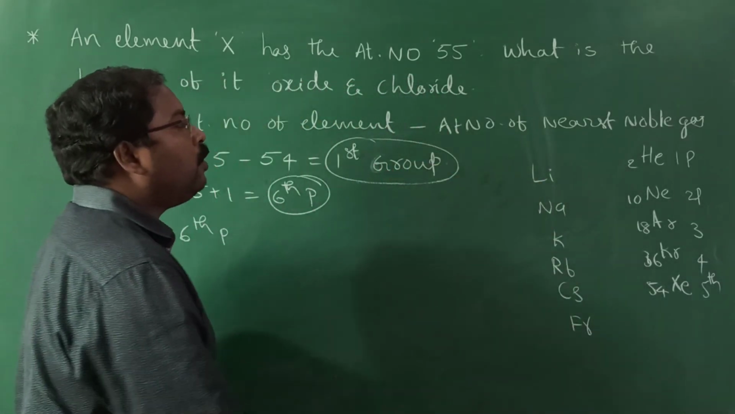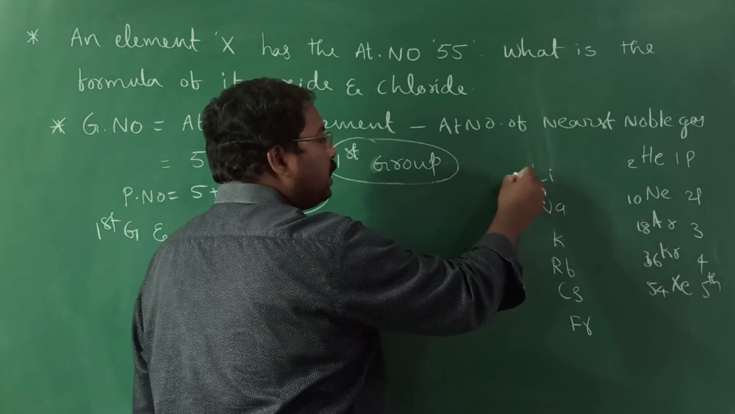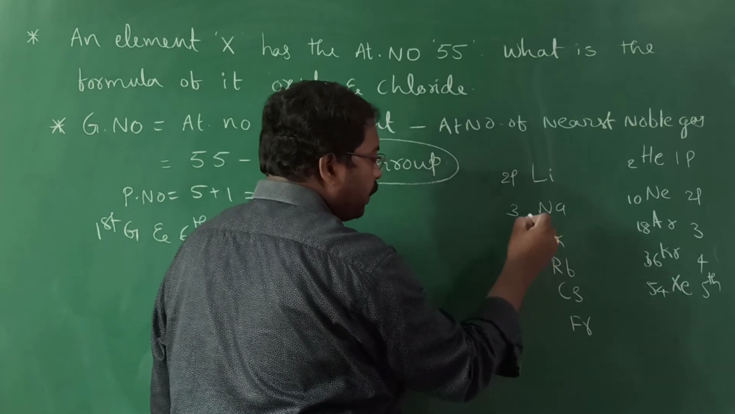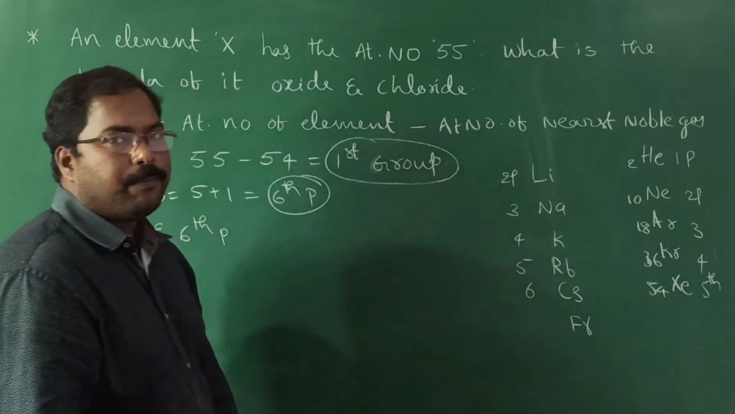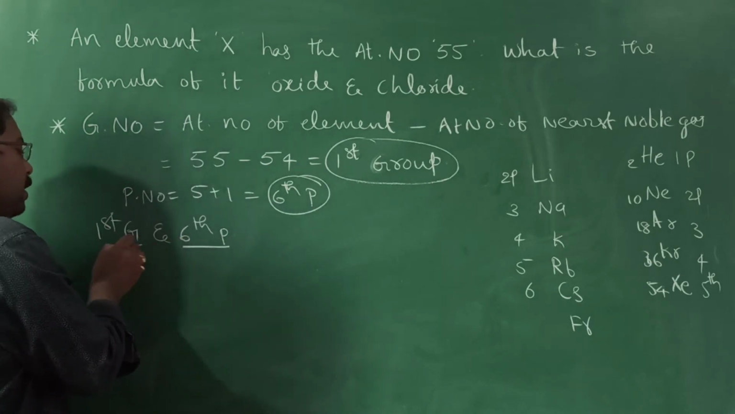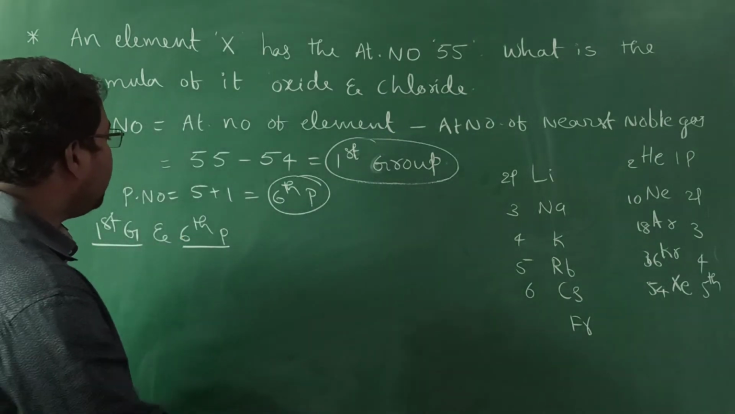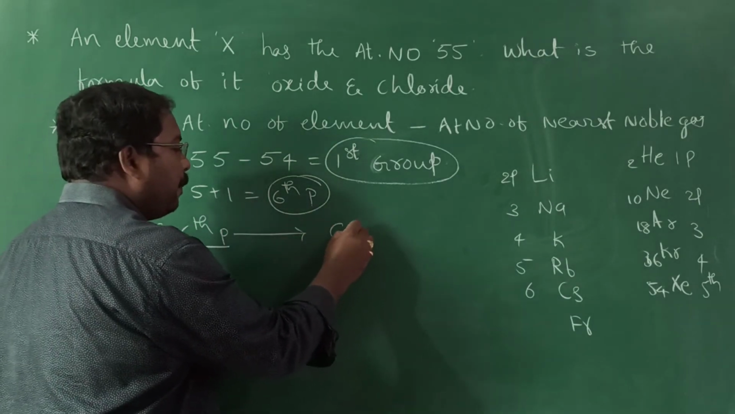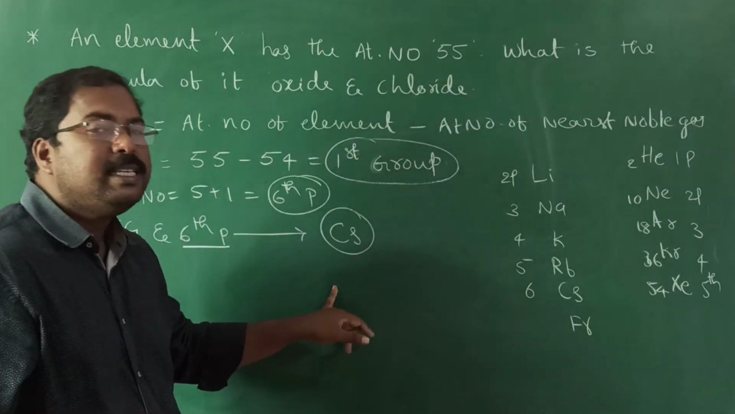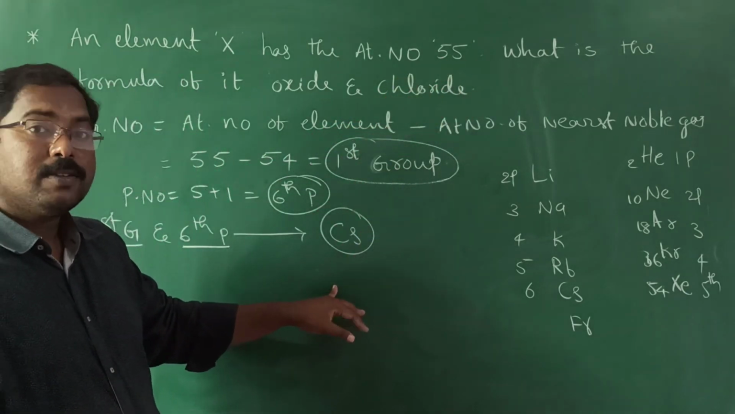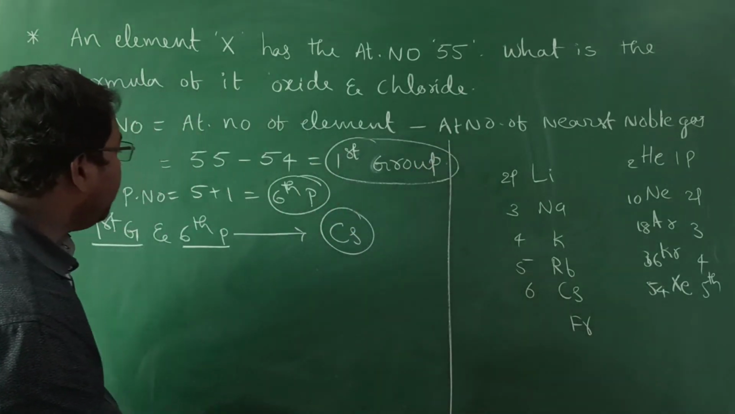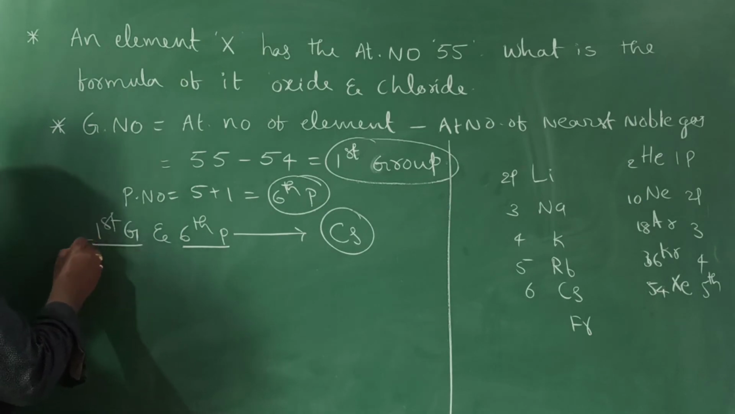Okay? We know hydrogen is first period. So lithium belongs to second period. This is third period, fourth period, fifth period. Cesium is the element which is present in the sixth period under first group. Okay? So the element is cesium. So the element with the atomic number 55 is cesium. Understood the logic or not? So we came to know the group number mainly. We came to know it is the first group.